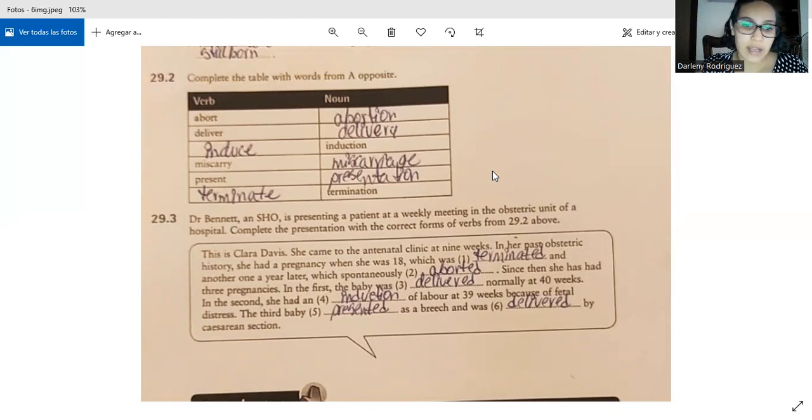Since then, she has had 3 pregnancies. In the first, the baby was delivered normally at 40 weeks. In the second, she had an induction of labor at 39 weeks because of fetal distress. The third baby presented as a breech and was delivered by cesarean section.